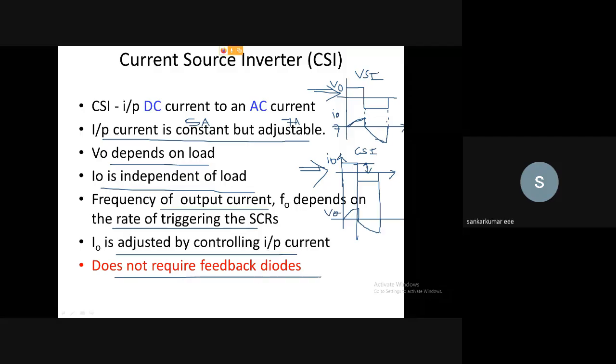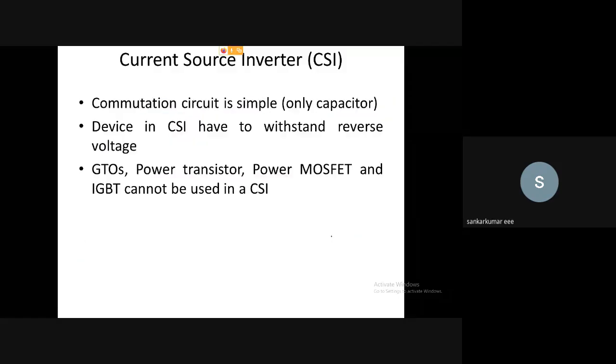And it does not require feedback diodes. In the previous voltage source inverter, the feedback diodes are important parameters for the RL and RLC loads. But here the feedback diodes are not required. And here the commutation circuit, meaning the turn-off circuit of the SCR, will be simple, that is, it has only one SCR.